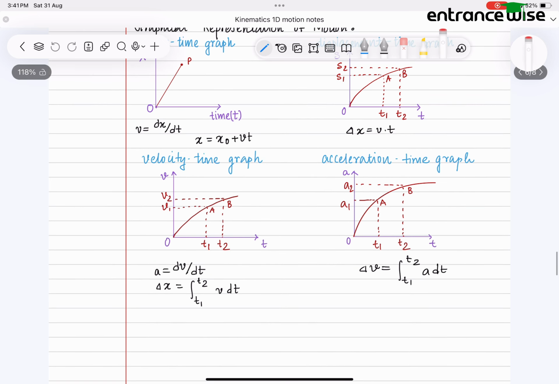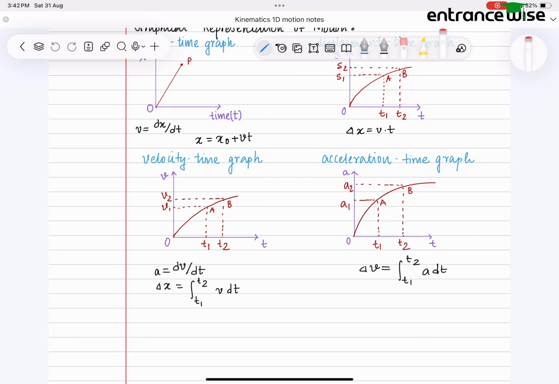Now let's discuss about velocity time graph. The velocity time graph provides insights into the acceleration and displacement of an object. The slope of the velocity time graph gives the acceleration, that is a equal to dv by dt, where a is the acceleration and v is the velocity. The area under the velocity time graph between two time intervals gives the displacement, which is represented by this equation, and this is.